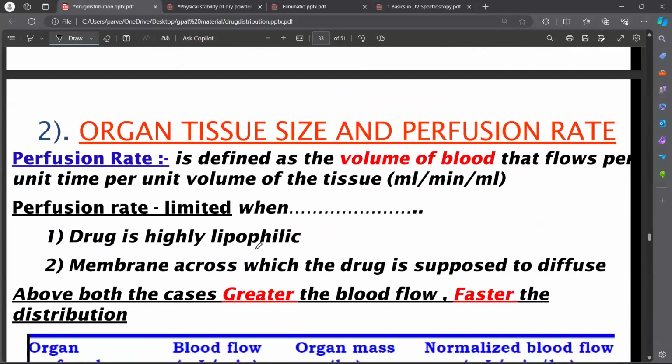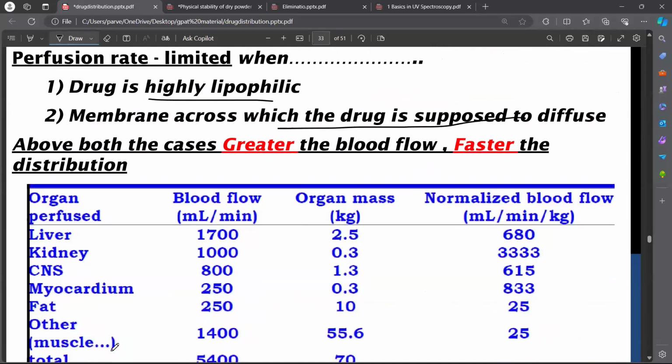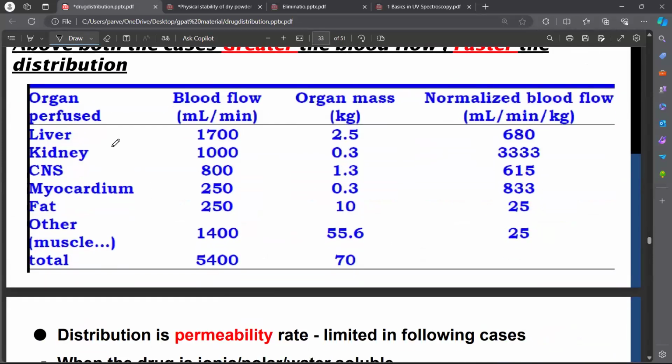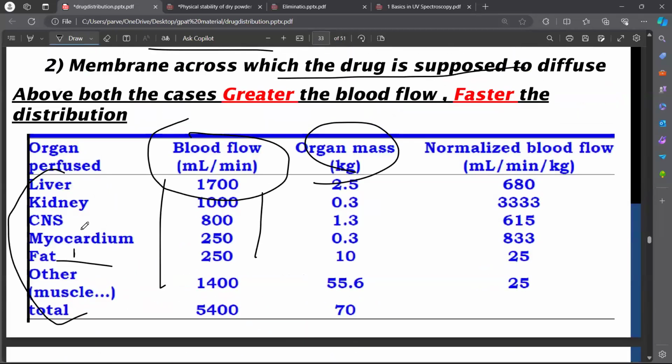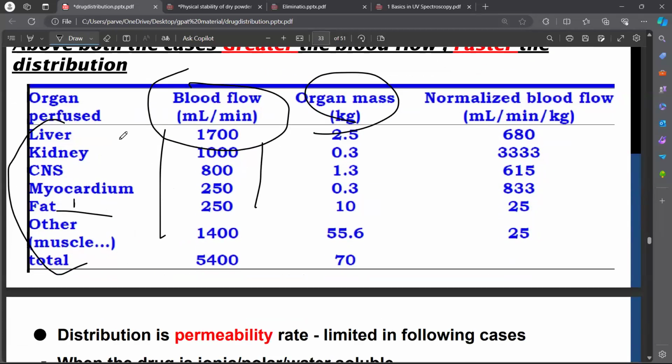So organ tissue size I mentioned. Perfusion rate limited distribution occurs when the drug is highly lipophilic and the membrane is highly permeable. So these are the different organs, their blood flow and mass, and we have to only remember the order. It is not important to remember the values of the blood flow, mainly the order. They may ask for the order of perfusion and give different combinations, like fat first, then myocardium, then CNS. So you have to remember this order: liver, kidney, CNS, myocardium, fat. So mainly these four.